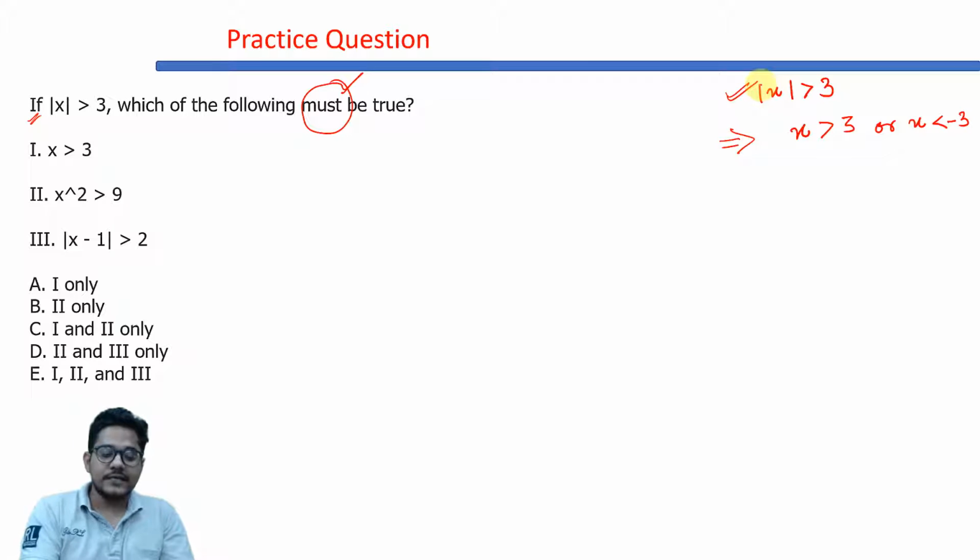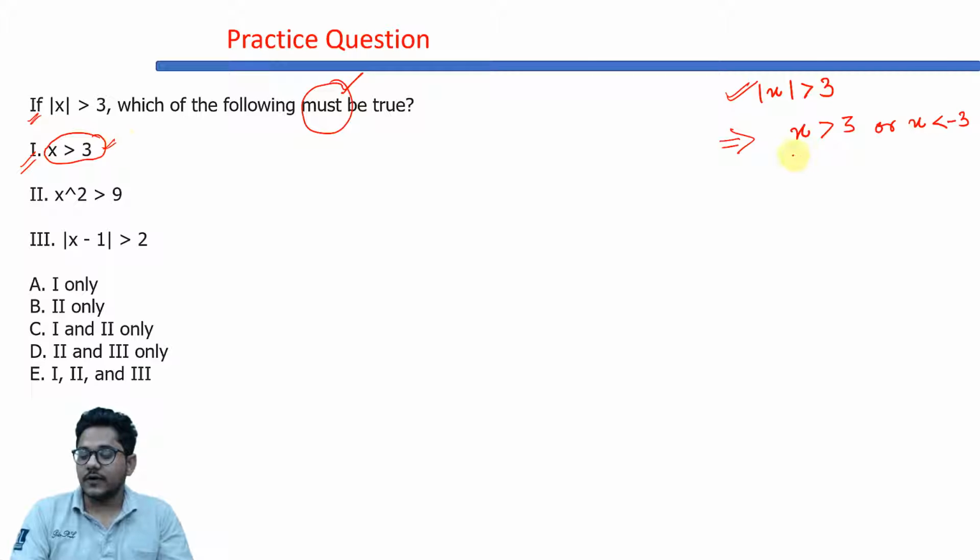Now let's check each of the conditions given. The first statement says x is greater than 3. Now, x greater than 3 satisfies only one of the conditions but not the other, that x is less than minus 3. So this must not be true. In the case of must not be, we have to look at each of the situations.